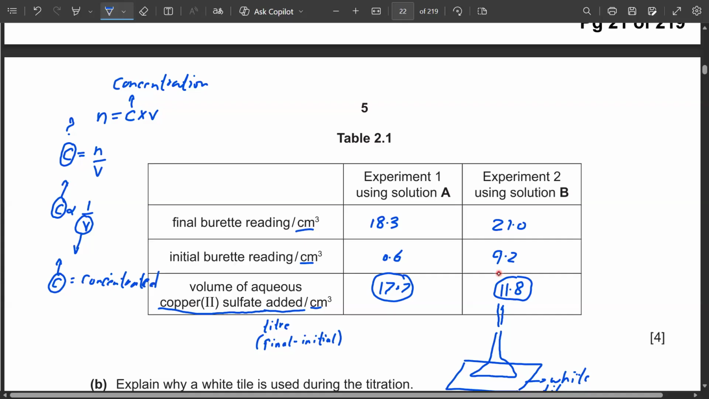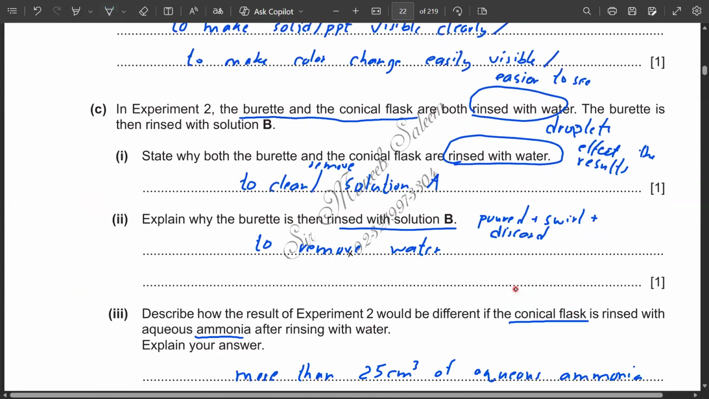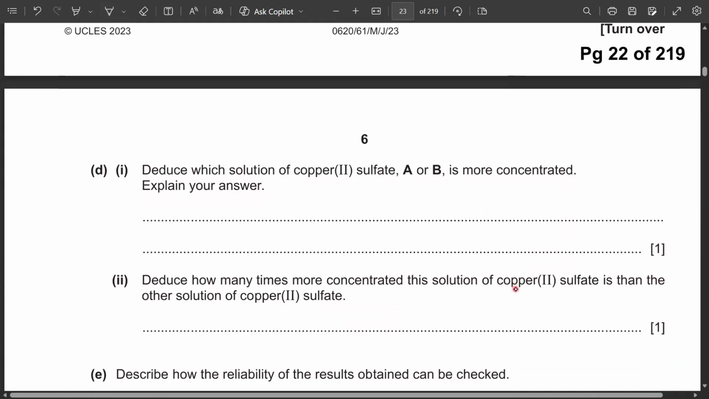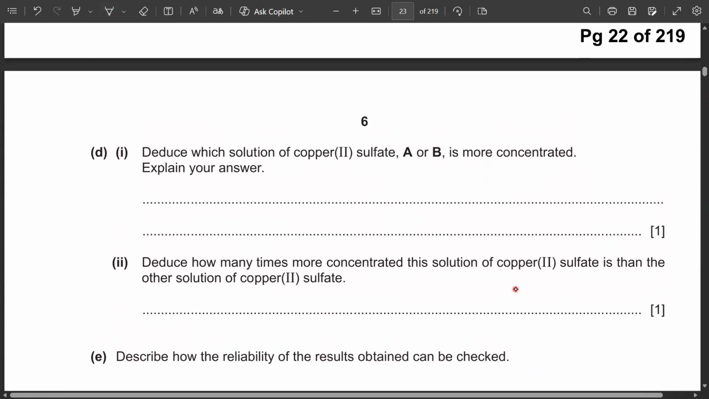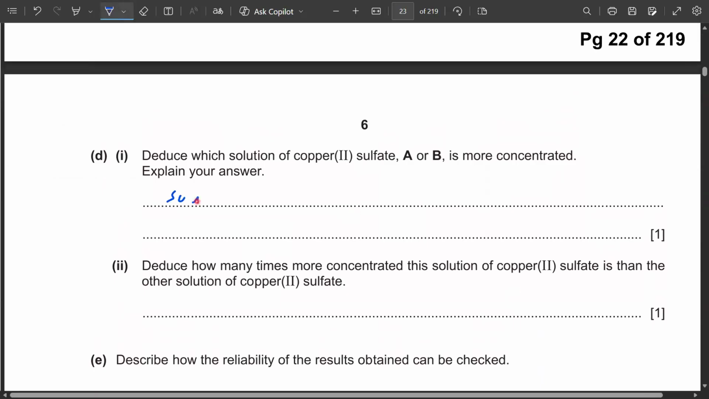That's what the question was asking. It was asking which of the two solutions, A and B, is more concentrated with respect to the copper sulfate. The one which has the higher C value will be concentrated. So according to the values of the volume, 11.8 is smaller in volume, so it will have the more concentrated form of the copper sulfate. So this is solution B. Solution B is more concentrated.